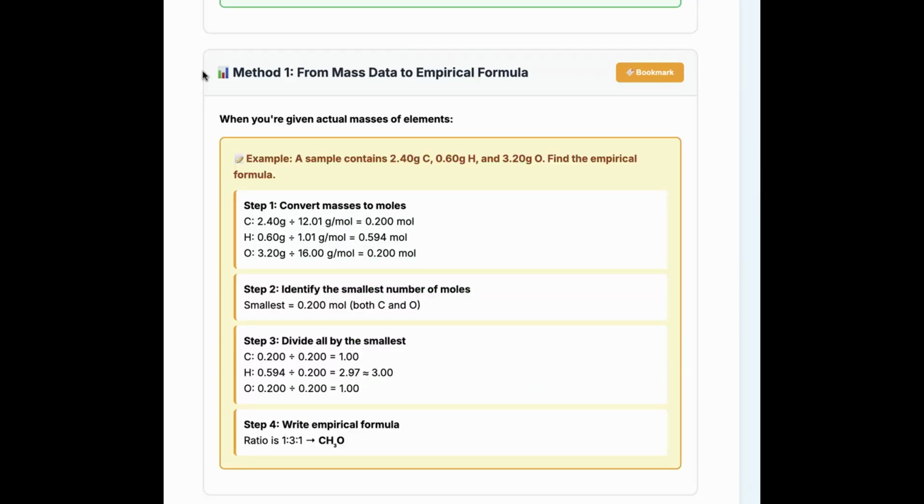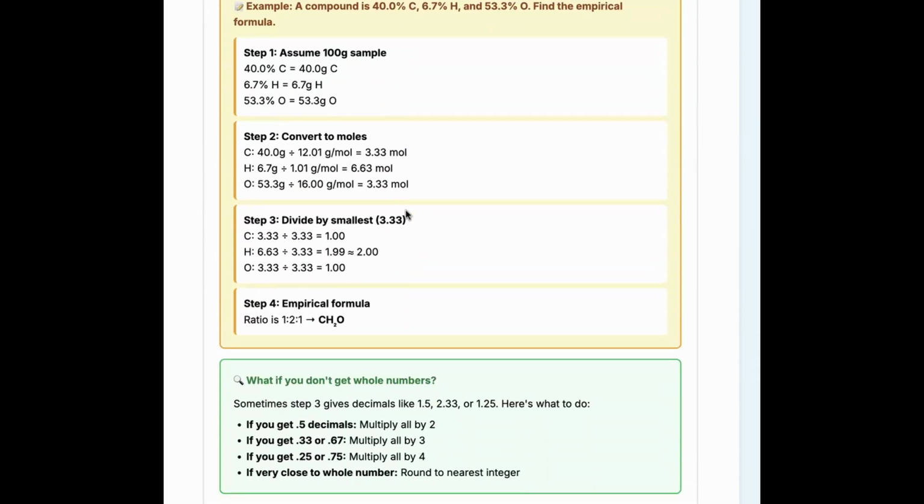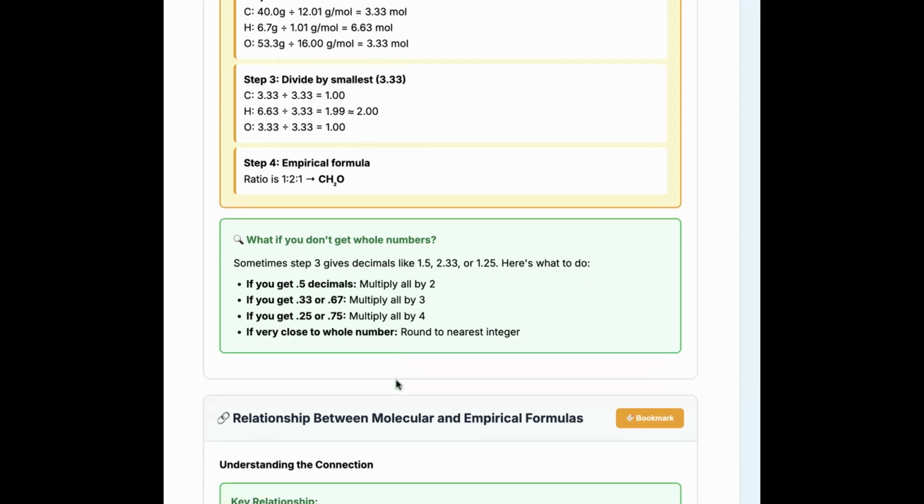In these questions, you will be asked simply how to find the empirical formula from the masses, or if you have it as percentages, like we explained, how you will change it. And what if I don't get whole numbers? I said again I have to multiply. So if I get 0.5, I'll multiply by 2. If I get 0.33 or 0.67, I multiply by 3. If I get 0.25 or 0.75, I multiply by 4.